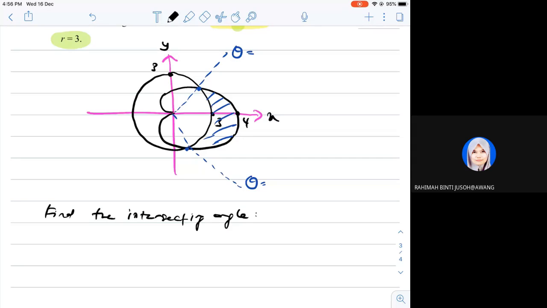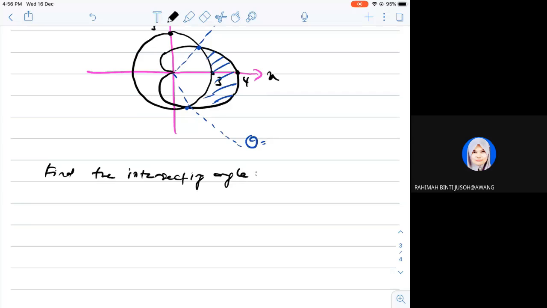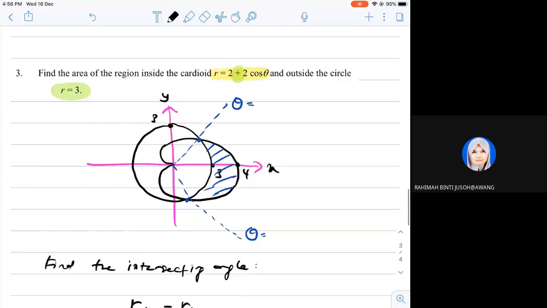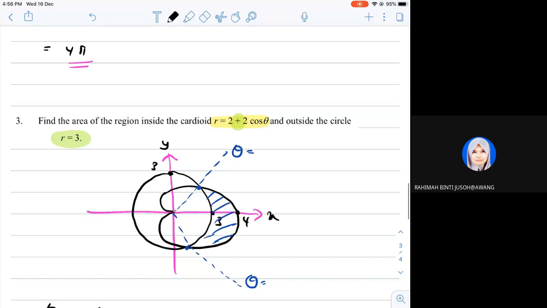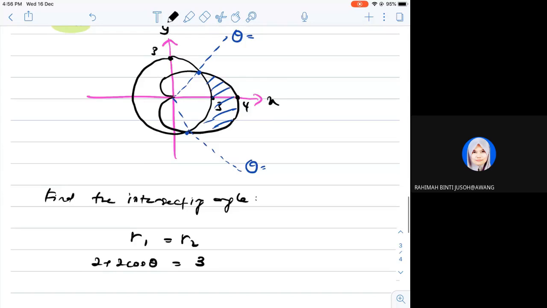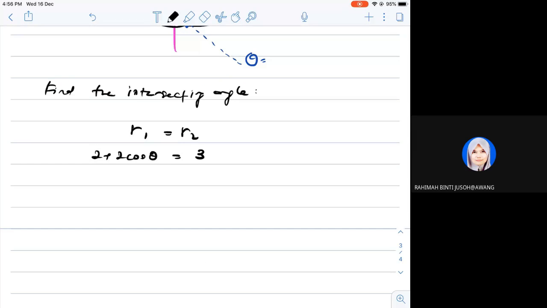Okay guys, in order to find the intersecting angle, you have to let r1 equal r2. So the first r should be the cardioid: 2 plus 2 cos theta equals the second r, which is 3. So let us solve this one. 3 minus 2 is 1, so cos theta should be 1 over 2. So theta is inverse cos of half. What should you get?